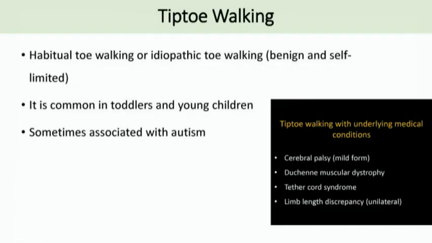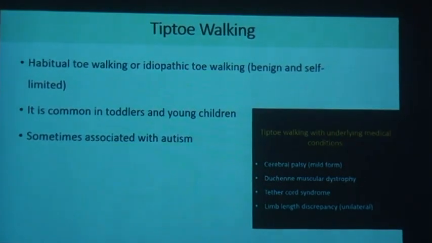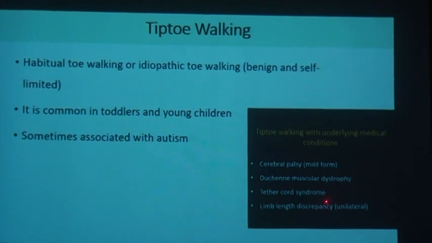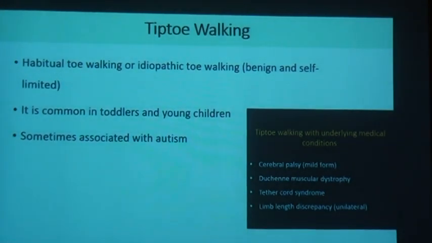The most important here is cerebral palsy, but the mild form, not the full-blown cerebral palsy. Duchenne muscular dystrophy: in the beginning, they may walk on tiptoe. Okay? Tethered cord also, they may start to walk on tiptoe in the beginning. Limb length discrepancy, if you have one. Also, diseases affecting the hips, like developmental dysplasia of the hip, DDH. If it's unilateral, they may have tiptoe walking on one side. On the short side, they compensate on the other side with tiptoe. Okay. So these are the causes of tiptoe walking, not the idiopathic.